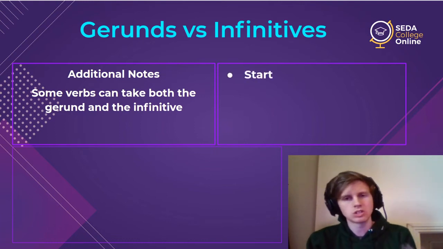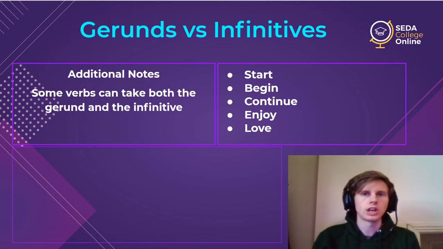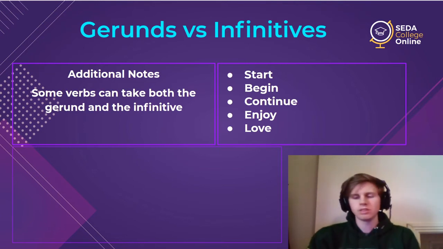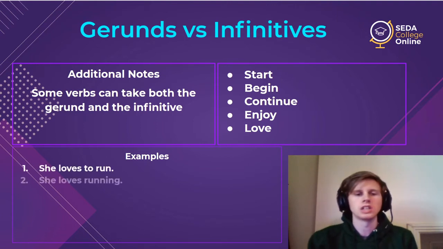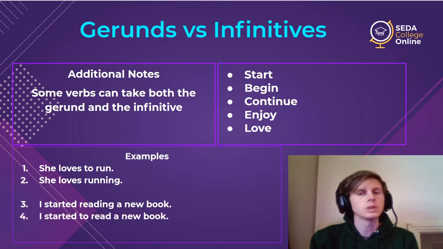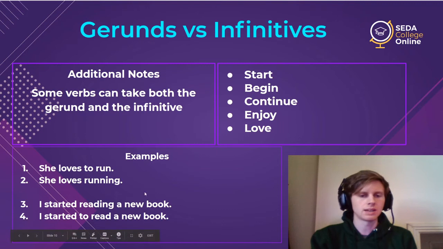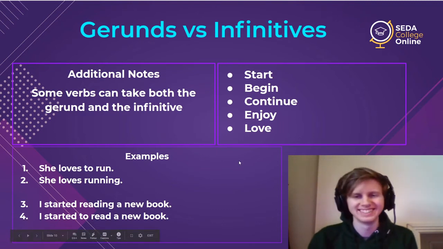Verbs like start, begin, continue, enjoy, love. You can use both the gerund or the infinitive, and there's no difference in meaning at all. So she loves to run. She loves running. I started reading a new book. I started to read a new book. They're both totally the same in all of the examples. So some you don't have to worry about.